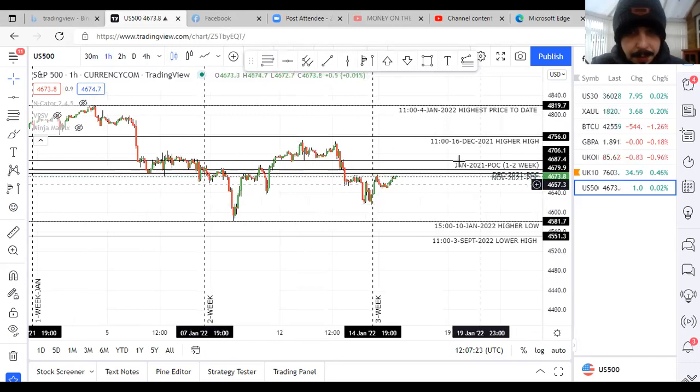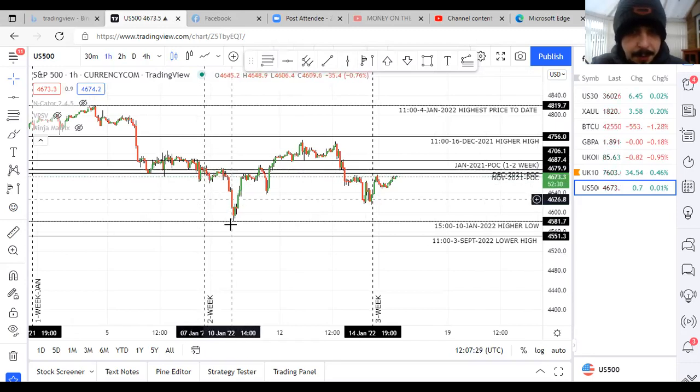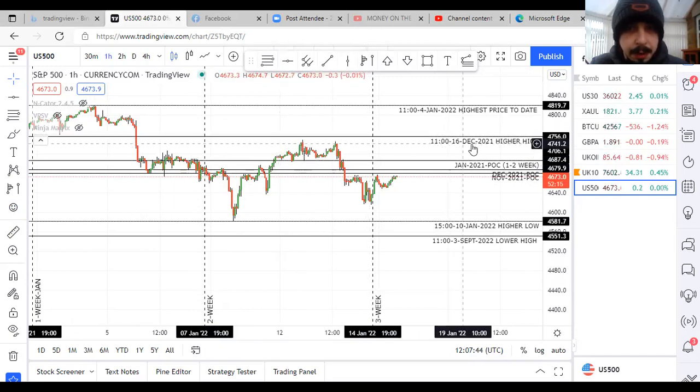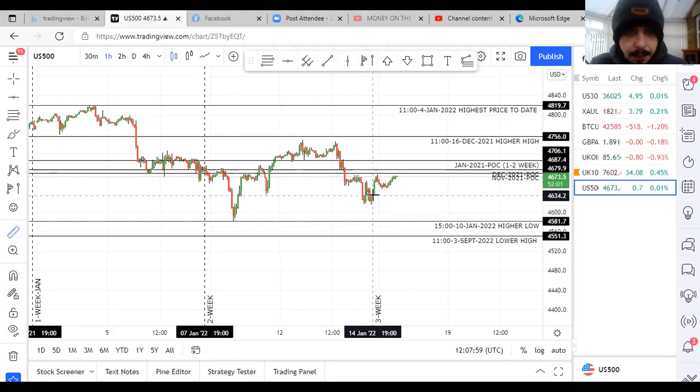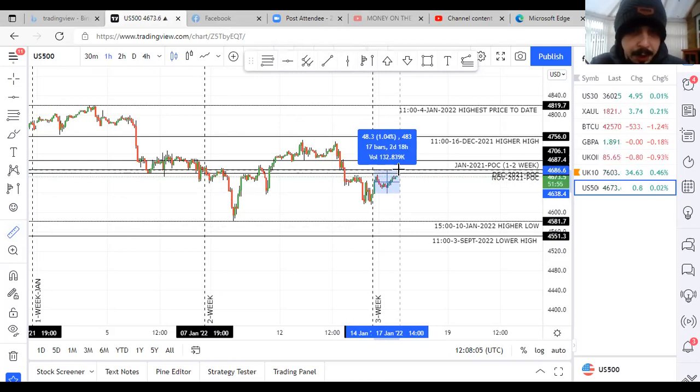So you've got your POC there. We've opened up. We've touched the POC. We've come away, and that was a new lower price created because it broke previous. We've rejected. We've gone back to the POC. We've rejected again. We've not quite broke the December higher high. We've touched the POC again. We've opened up, we've touched the POC. Opened up, you're in to the POC. Just to the POC, you're 483.